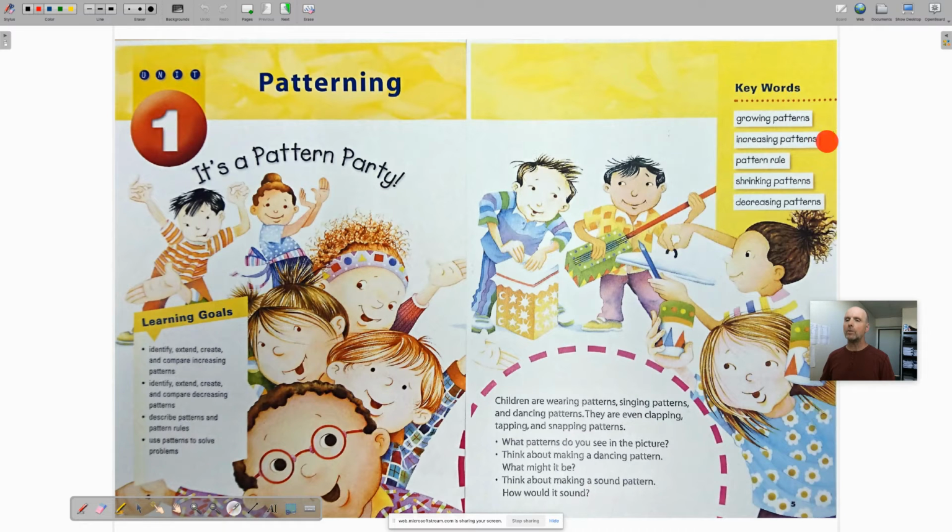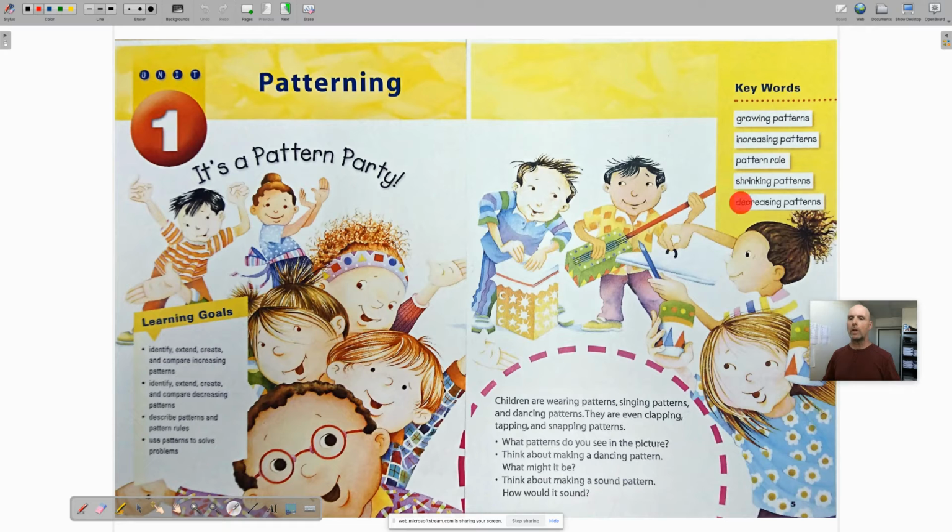Increasing patterns, if you know what increasing means, that also means it's getting bigger. So it probably means a pattern that's getting bigger in some way. A pattern rule is something that you probably did hear last year. And you know that rules are just ways of knowing how you do something. So when we're talking about a pattern rule, we're probably talking about how the pattern works.